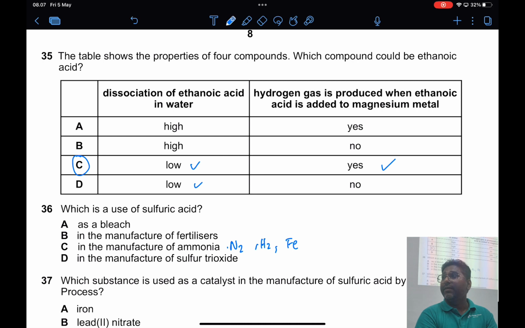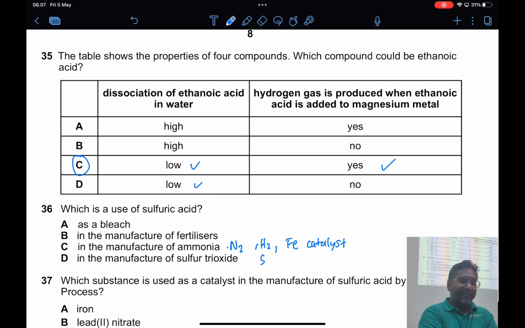Okay, this one, please write down somewhere, yeah? So iron catalyst. This one is for the Haber process. And you can see that at no point is sulfuric acid involved over there. Okay, now in the manufacture of sulfur trioxide, why do you need acid?